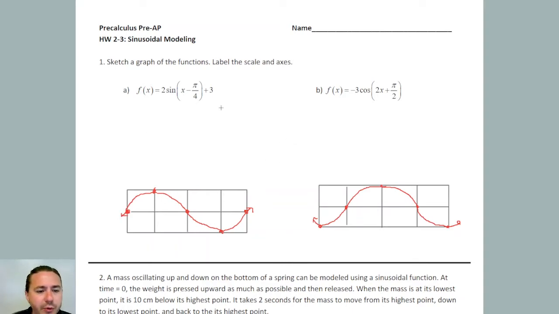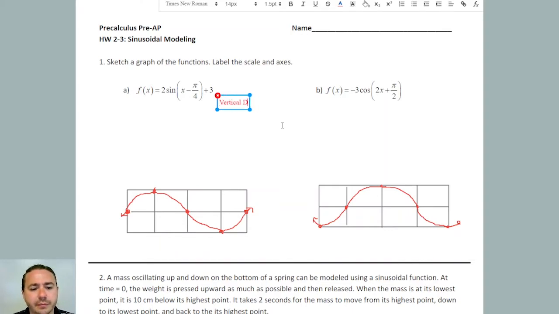Now what do we need to do? We need to actually label everything, right? So in order to label everything, we are going to identify all these characteristics. I like to start with vertical shift, just because that's the easiest one to do. And the vertical shift here is going to be 3. The vertical shift over on part B is going to be 0, because notice how we're not adding anything. So just to be clear, our vertical shift is this number right here. Whatever constant you're adding or subtracting, that's going to be your vertical shift.